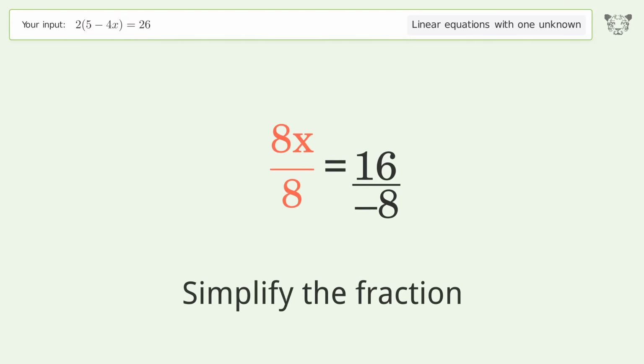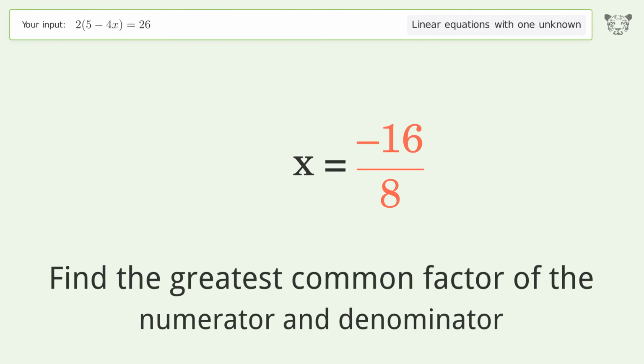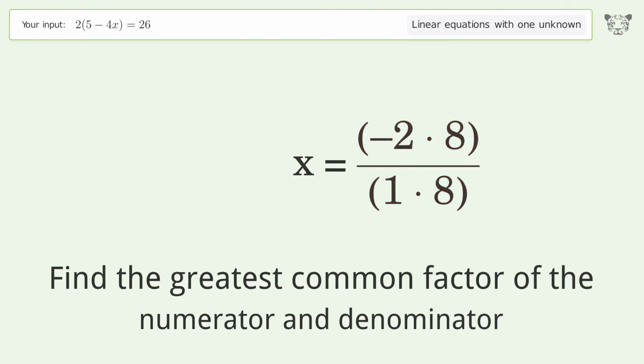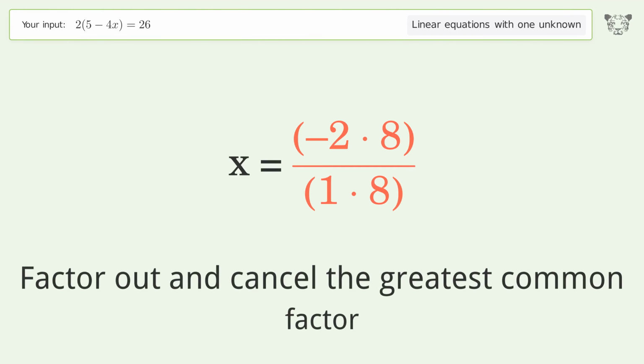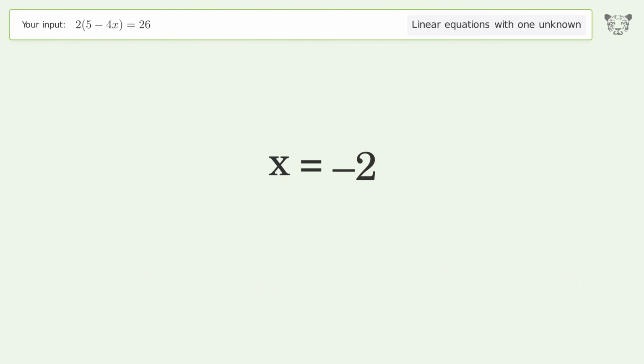Simplify the fraction. Move the negative sign from the denominator to the numerator. Find the greatest common factor of the numerator and denominator. Factor out and cancel the greatest common factor. And so the final result is x equals -2.